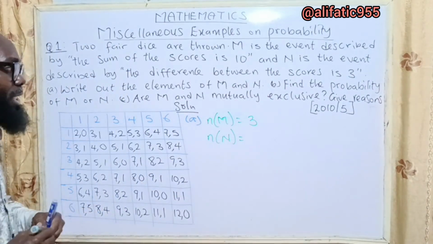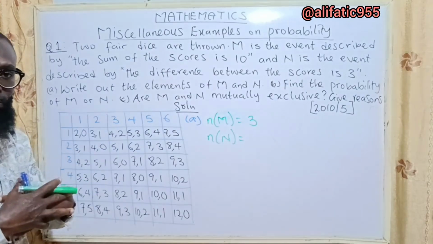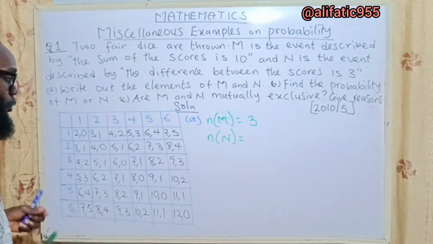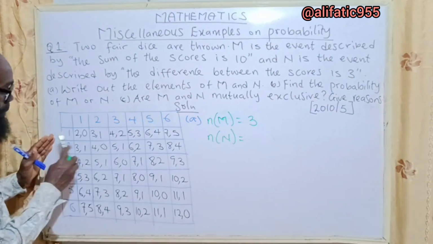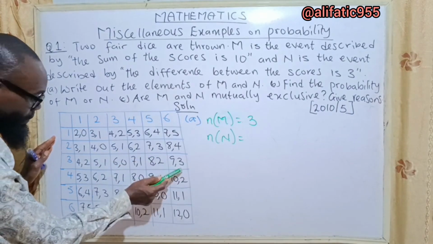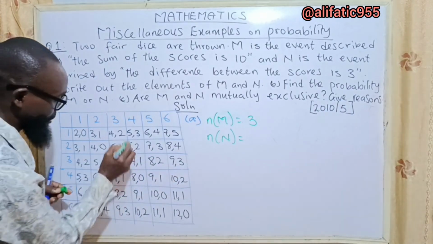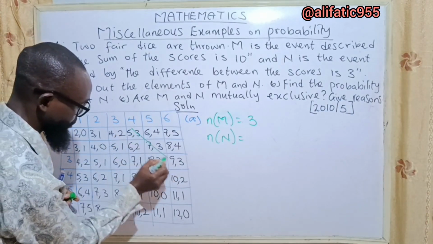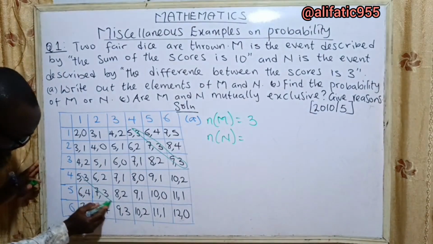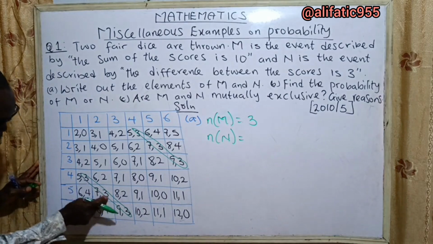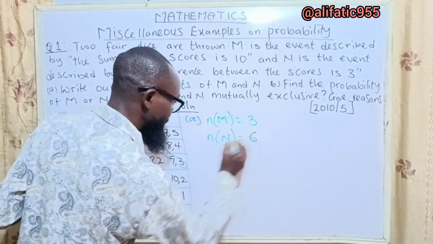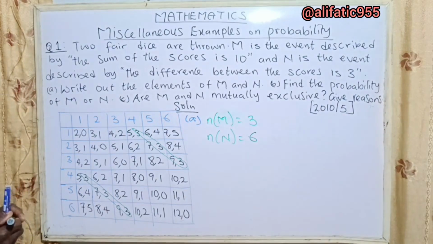The number of N, how many N? N should be where the difference between them must be 3. And the differences are the second part, where we're talking about 3. Okay, let's look at the second part. We have 1, 2, 3. And here as well, this is 3. So which means we have 1, 2, 3, 1, 2, 3. How many? 6. The number of N is 6. This is question A.